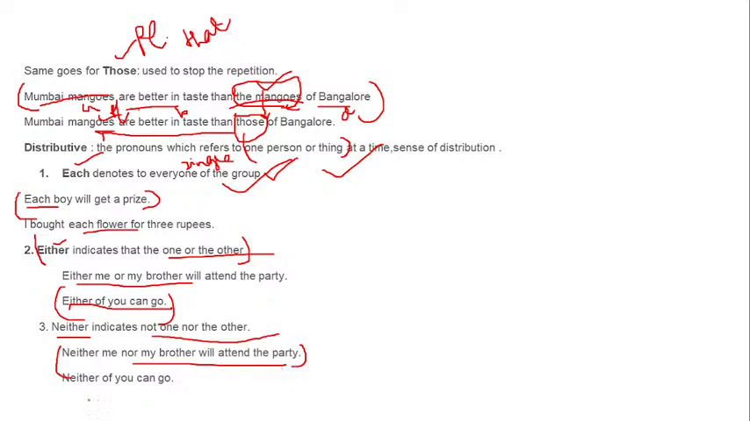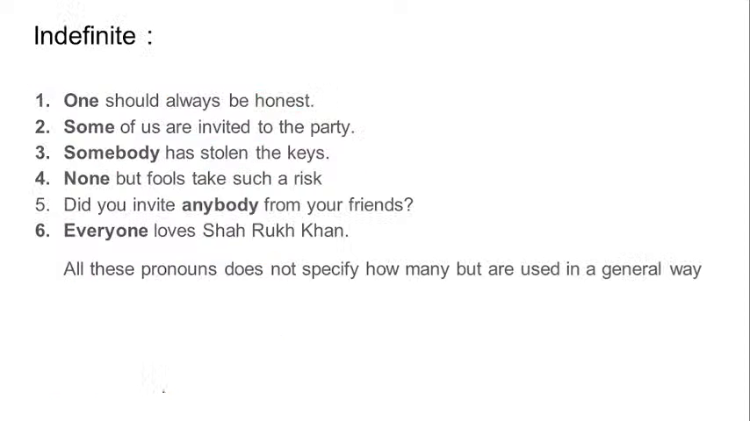So not one nor the other. Neither of you can go. That means no person can go. Out of the two, no one can go. Not the one or the second one. These are the usual distributive ones.